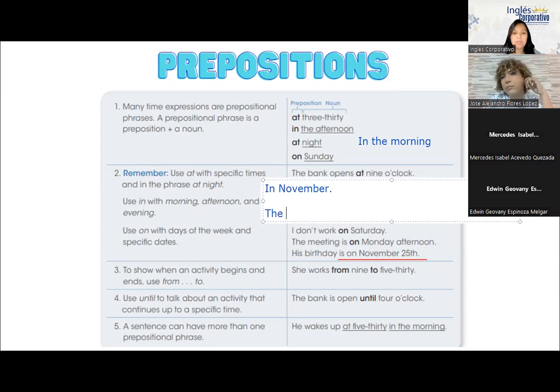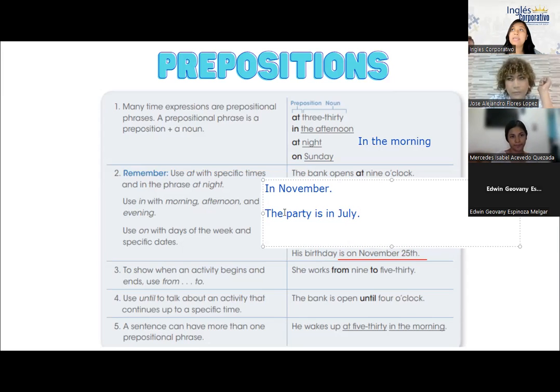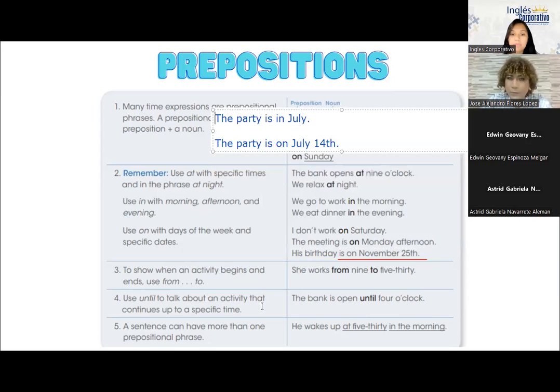Entonces, the party is in July. Ahora, la fiesta es en julio 14. The party is on July 14th. Do you have questions? ¿Preguntas? Siempre que tenga una fecha, entonces va a ser on, y si solo es el mes, sería in. Correct. That is correct.